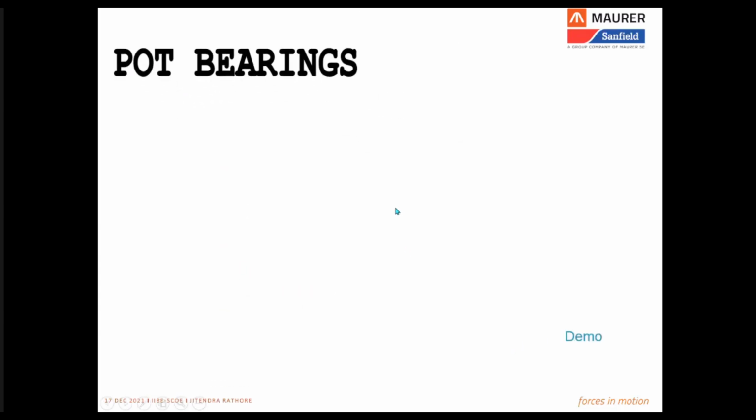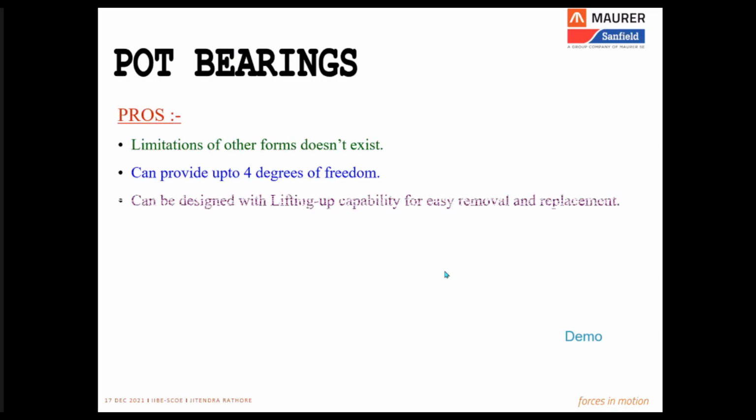Talking about the pros and cons of pot bearings, first discussing the advantages. In case of pot bearings, the limitations of other forms like steel bearings, elastomeric and disc bearings don't exist. Pot bearings can satisfy up to 4 degrees of freedom. They can be designed with an uplift mechanism to take care of the tension forces or anti-uplift forces. And each and every component of the pot bearing is possible to replace easily. So hence these bearings come very handy and very easy as far as the maintenance aspect is concerned.